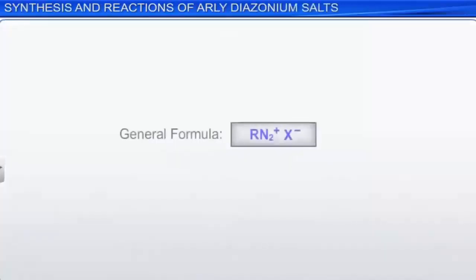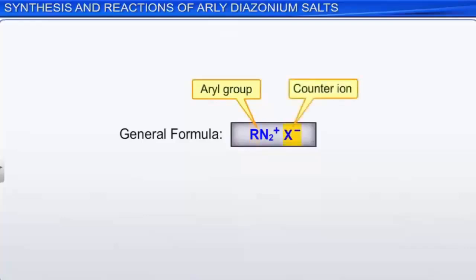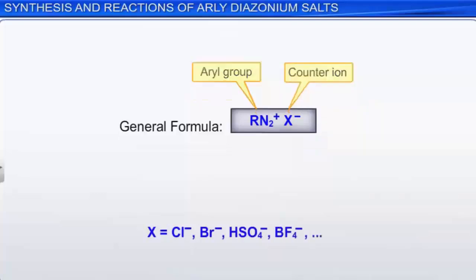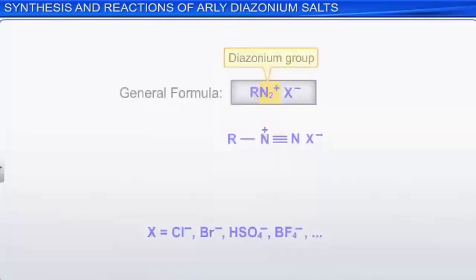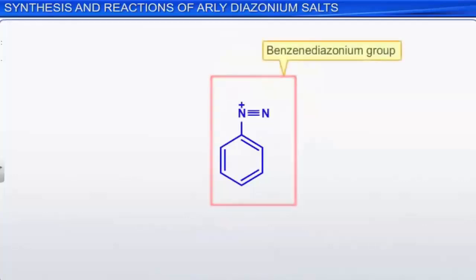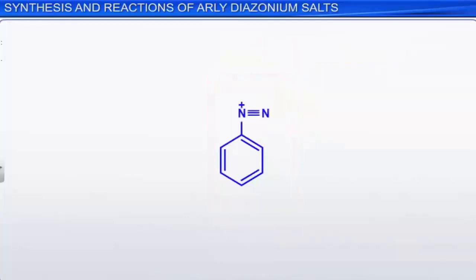Diazonium salts have the general formula RN2X, where R is an aryl group. The counter ion X- may be a chloride, bromide, hydrogen sulfate, or a tetrafluoroborate ion. The diazonium group consists of two nitrogen atoms, triply bonded to each other with an overall +1 charge. Aryl diazonium salts are used as intermediates to synthesize a wide variety of organic compounds.